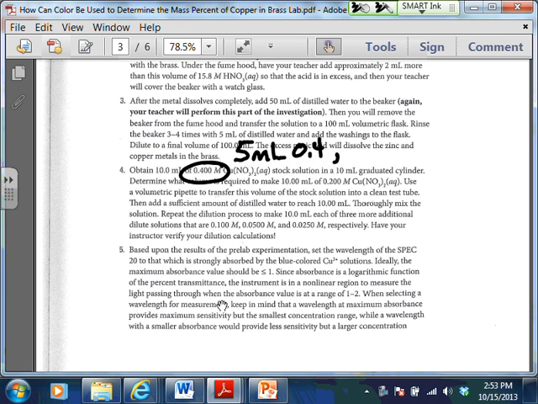Take out half and add 5, right? That would make 10 of the 0.1. Do the same thing again. Take out half and add 5 milliliters to make the 0.05. And then take out half, add 5 milliliters of distilled water to make the 0.025. That's pretty simple, right?